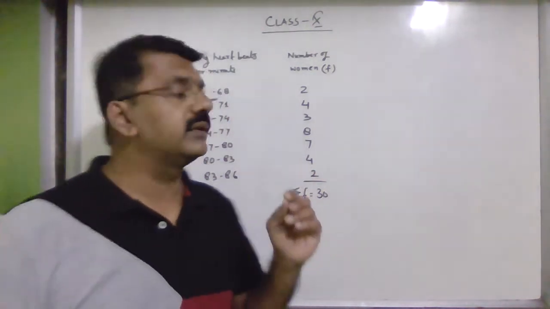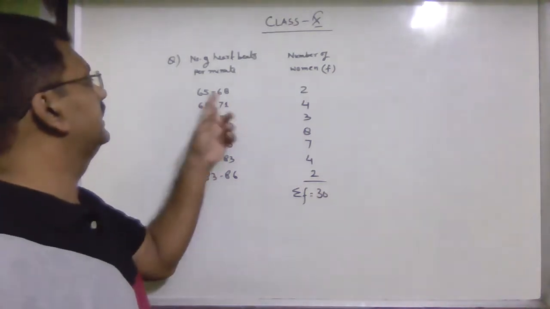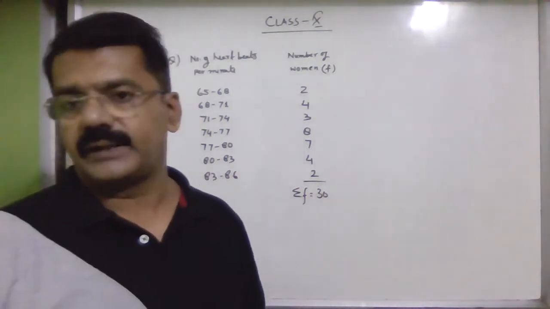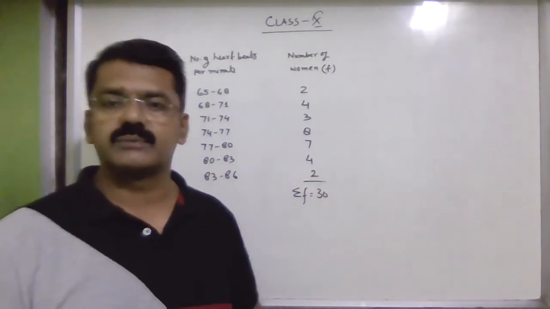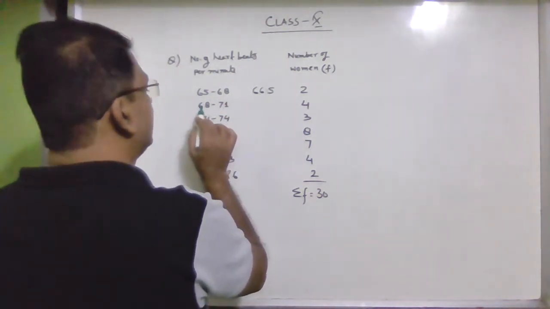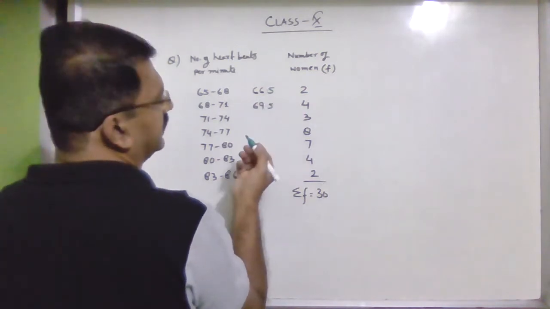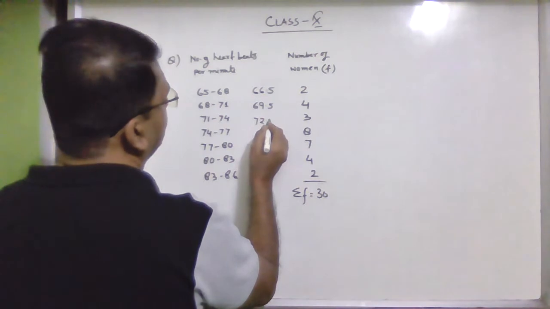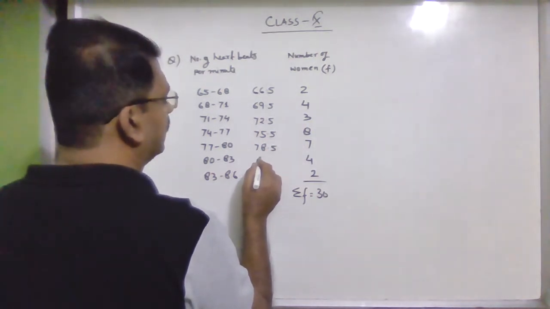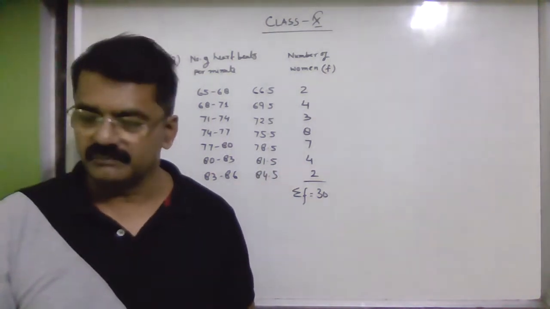Now first of all we will find the mid value of each class. To find the mid value of each class, first you add the lower limit and the upper limit. So 65 plus 68 will be 133, and now divide it by 2. So 133 by 2 will be 66.5. So the mid value here is 66.5. Then similarly 68 plus 71 upon 2 will be 69.5. And now you simply add 3: 72.5, then 75.5, then 78.5, then 81.5, and then 84.5. These are the mid values of each class.